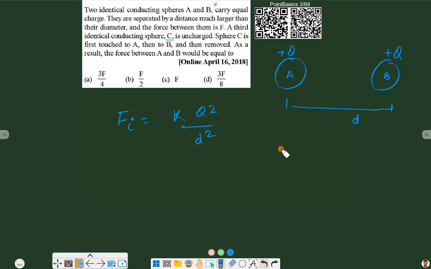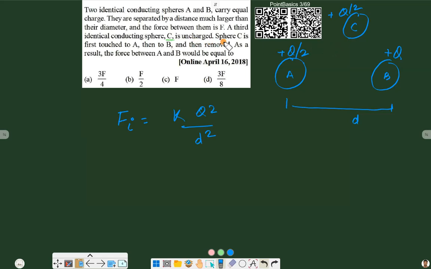Now we have a third sphere, sphere C, and this is a neutral sphere, it does not have any charge. So if we connect sphere A and C, as both of them are identical, their charges will be distributed equally. So after connection, this q charge will distribute equally on both A and C. So this will become q by 2 and this will become q by 2. Now we cut this connection. So after first readjustment, we have charge on A as q by 2, charge on C as q by 2, and charge on B as plus q.